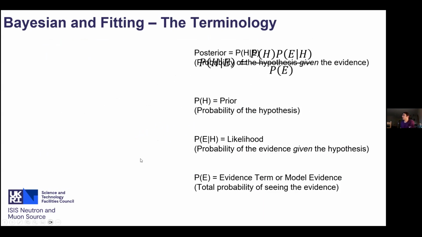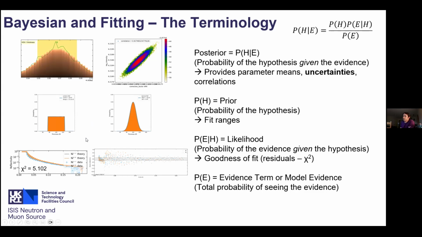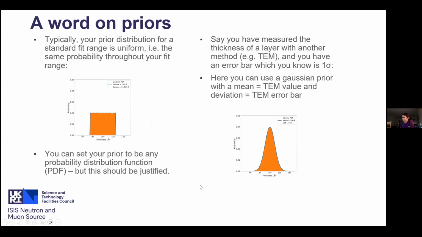So, we'll start with terminology. Our posterior, as we said earlier, is our parameter uncertainties, correlations, all this kind of stuff. Our prior, effectively for most of us, is the fit ranges. Ultimately, I'll go into a little bit of that in a minute. Likelihood is how good the current fit is, or when you put your set of parameters in, how good a chi-squared, if you like, you get out of that. And finally, the evidence term is the total probability of seeing the evidence. So that can be used for our model selection.